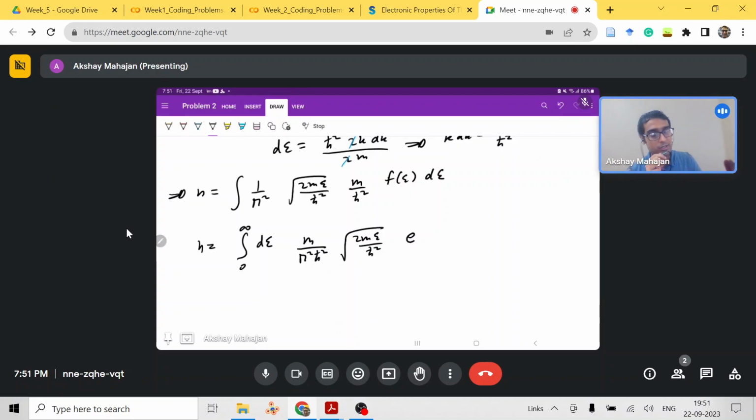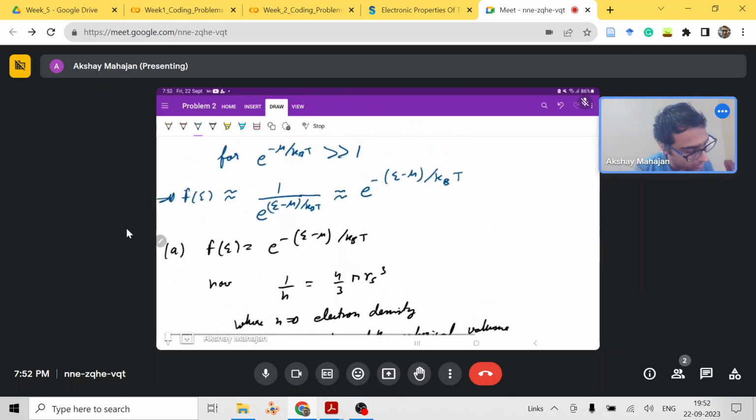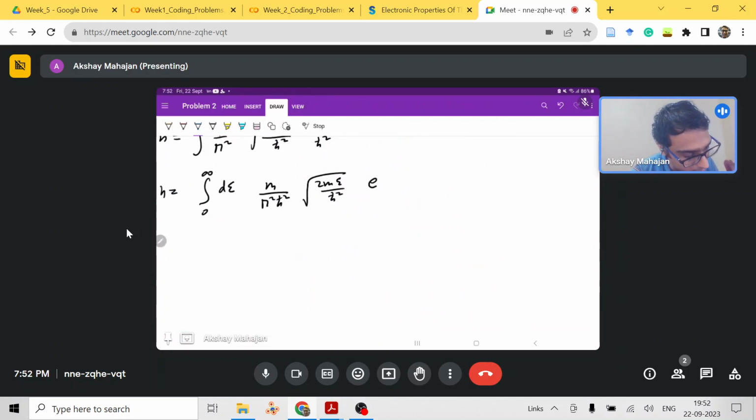Now for f of epsilon, we have to use f of epsilon as given here. We are considering this condition is holding true, so that's why we are using this. So our f of epsilon has now changed, and it will be equal to e to the power minus (epsilon minus mu) by kBT. Okay, so this is what I have. Now I have to solve this integral, with f of epsilon given to us like this.